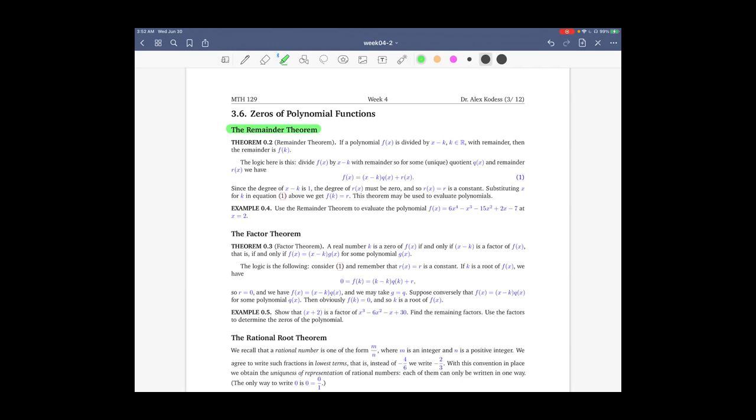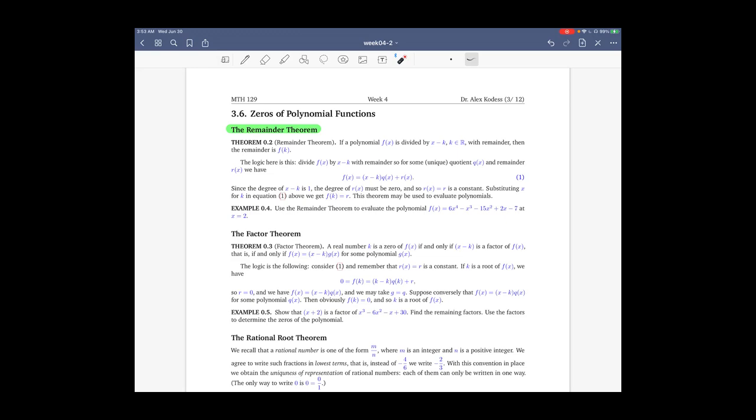If you divide the polynomial f by a linear polynomial x minus k, where k is a real number, with remainder, then the remainder is exactly the value of that polynomial f at that number k. Let us explain why this theorem holds.